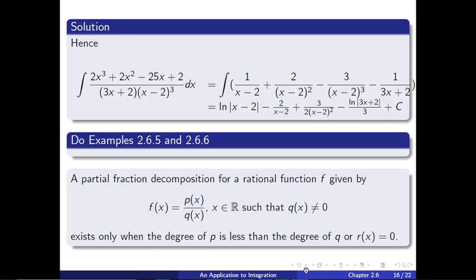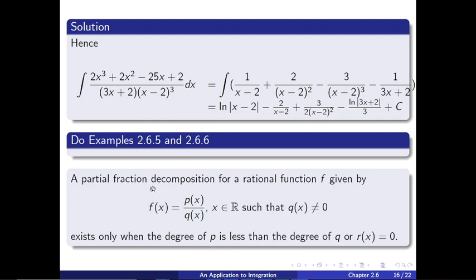We continue with section 2.6, and you will notice that so far in the examples that we have looked at, we have considered a case where the degree of P is less than the degree of Q, right? And now we are going to do more to be able to have any kind of rational function.